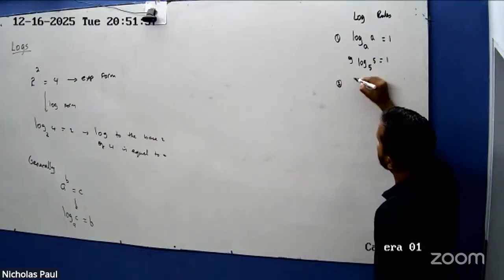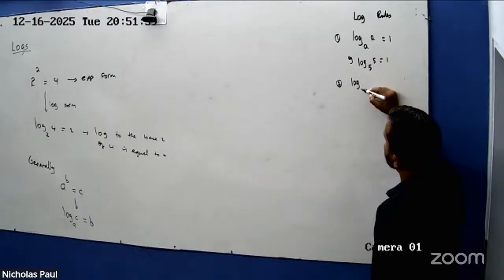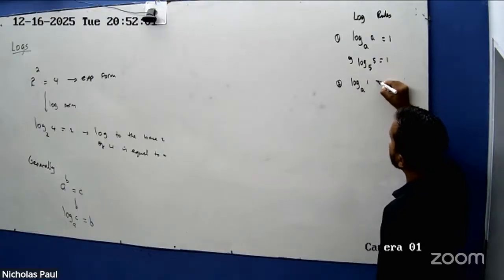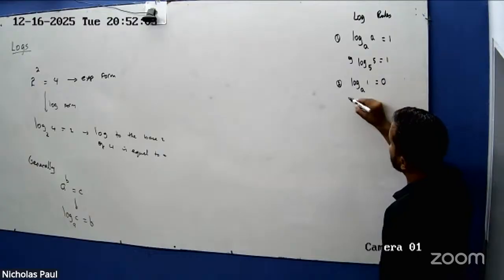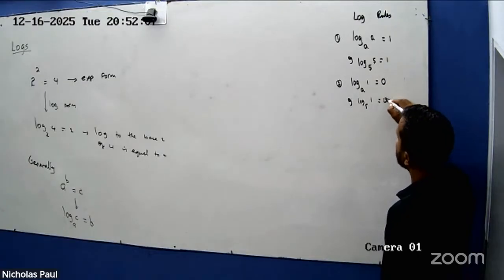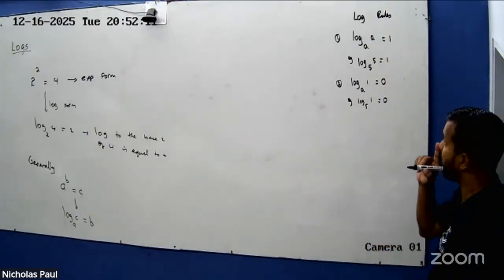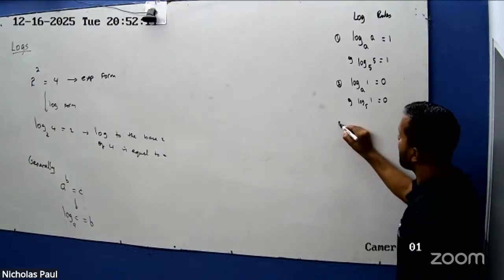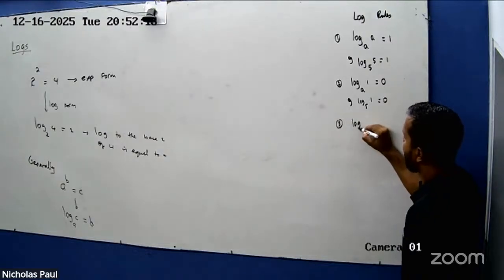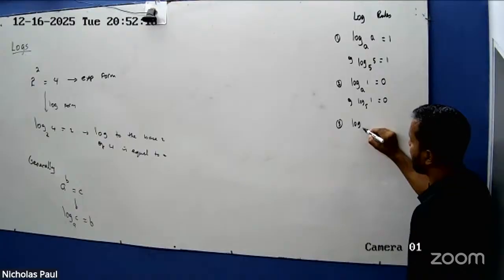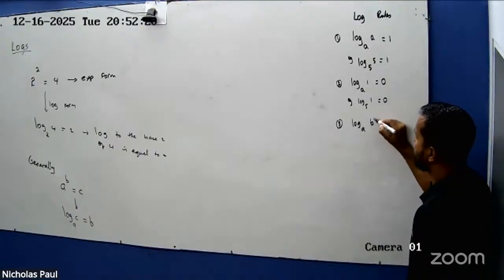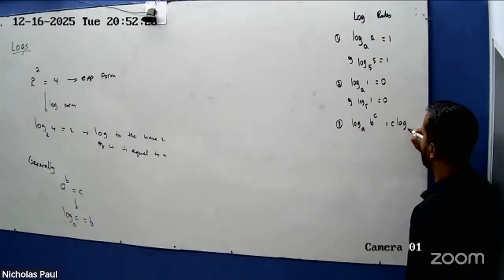Rule number 2, if you have log to the base A of 1, that answer is always 0. So for example, if you have log to the base 5 of 1, that answer is always 0. Rule number 3, in logs, you could do something like this. If you have b to the power of c, this c could go in front here. So you could write it like this, c log a b.